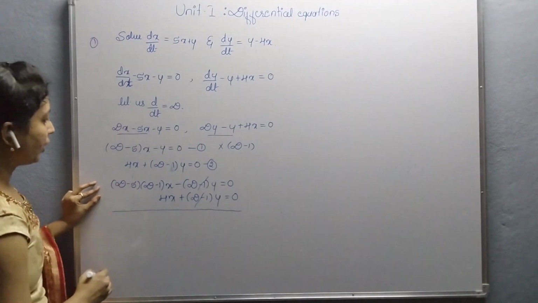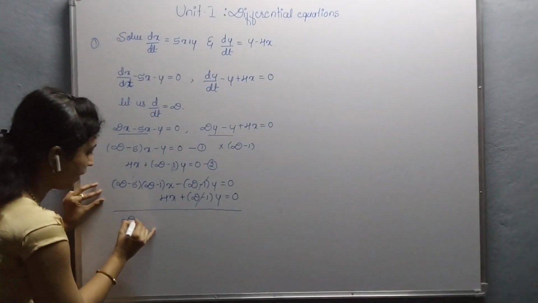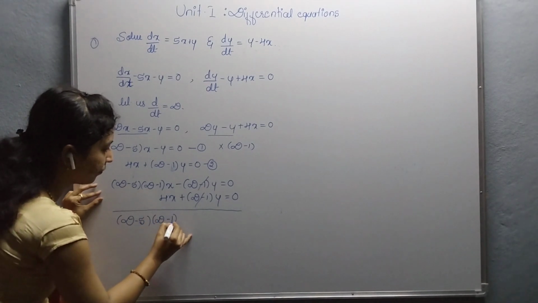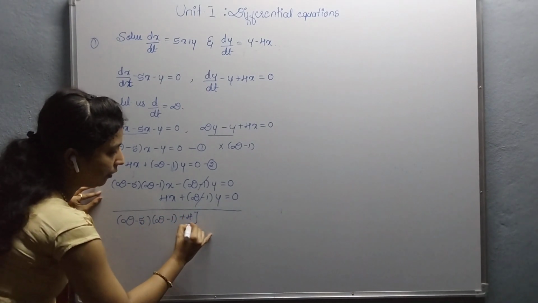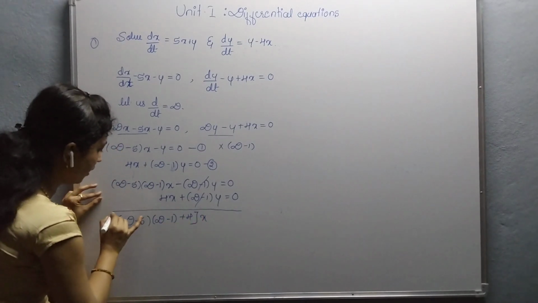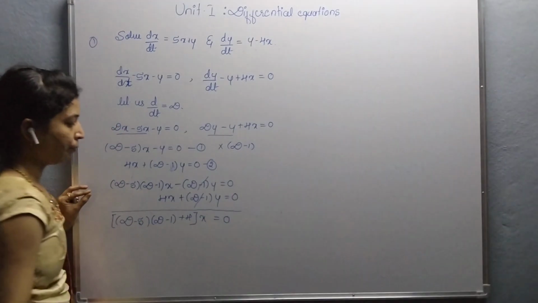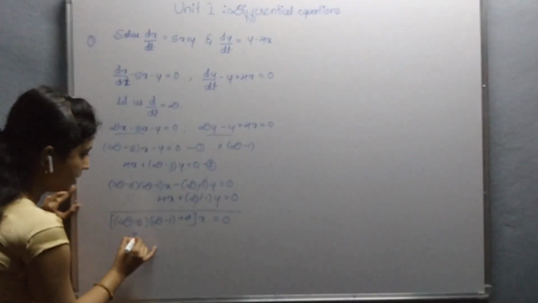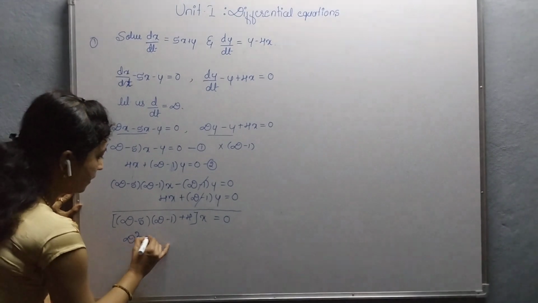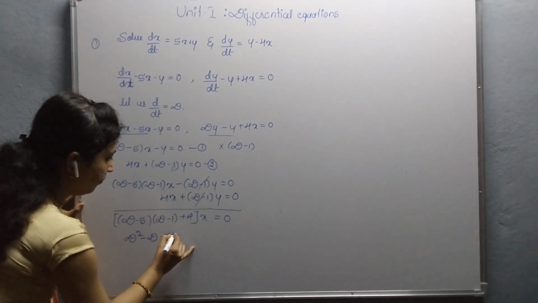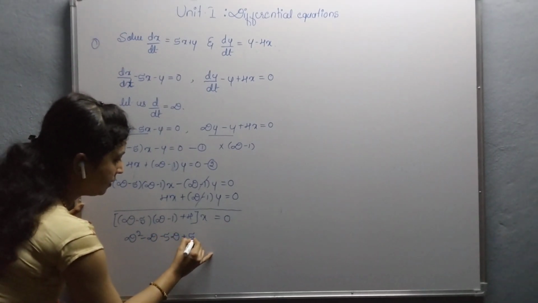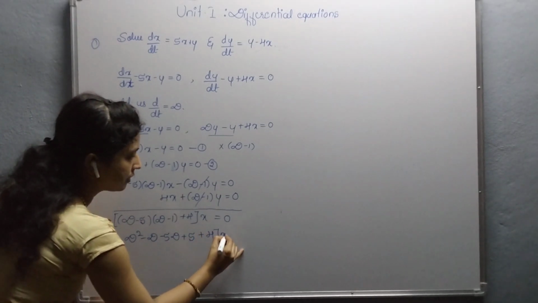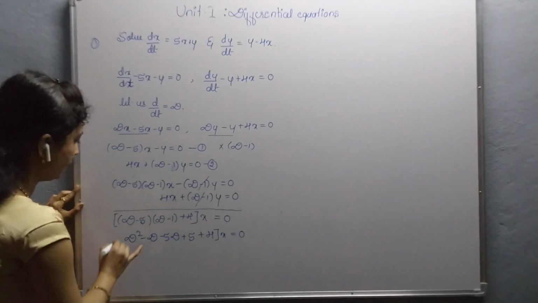So here I can write this as [(D minus 5)(D minus 1) plus 4] x is equal to 0, where x is common. Now multiplying these two brackets, we get D squared minus D minus 5D, minus into minus becomes plus 5, plus 4, into x is equal to 0.